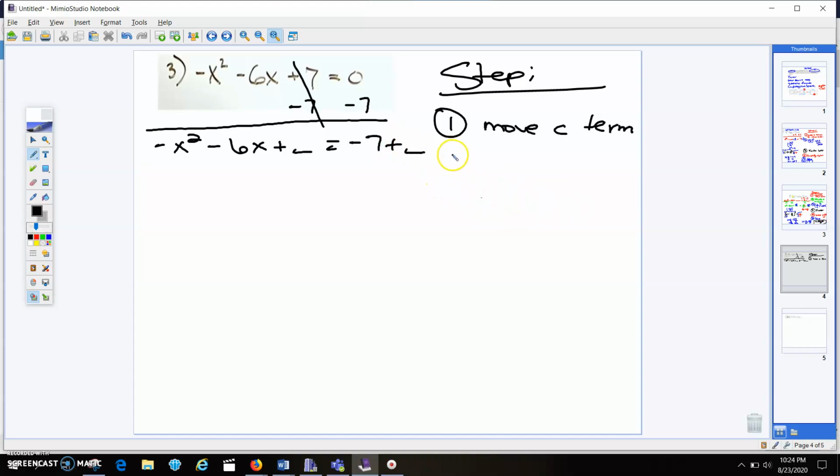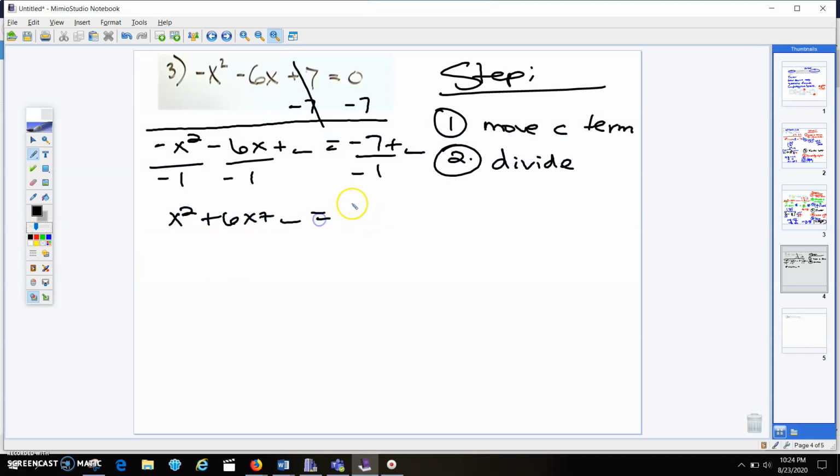Okay, and then our a term isn't 1, but it's this negative 1. So what we're going to have to do is take that negative 1, and we're going to divide it all the way through. Okay, so if we divide everything by negative 1, it's going to make our lives a little bit easier. So we're going to divide. Okay, so we're going to get x squared plus 6x plus blank equals positive 7 plus blank. Whew. And then we're back on track with all of our steps.